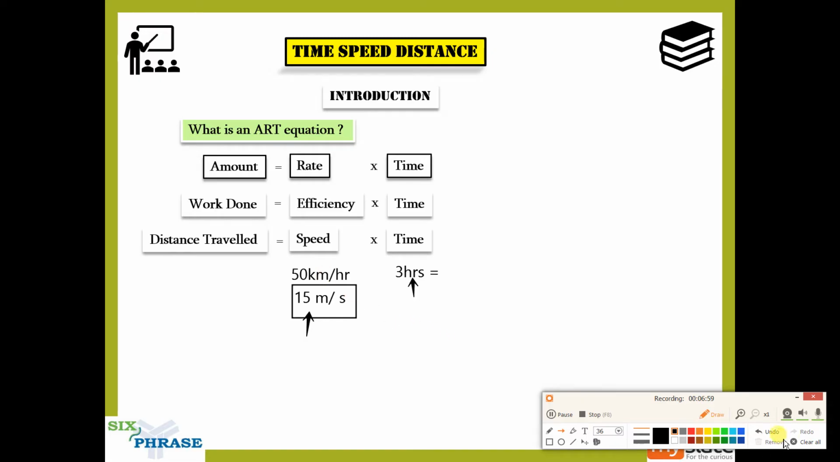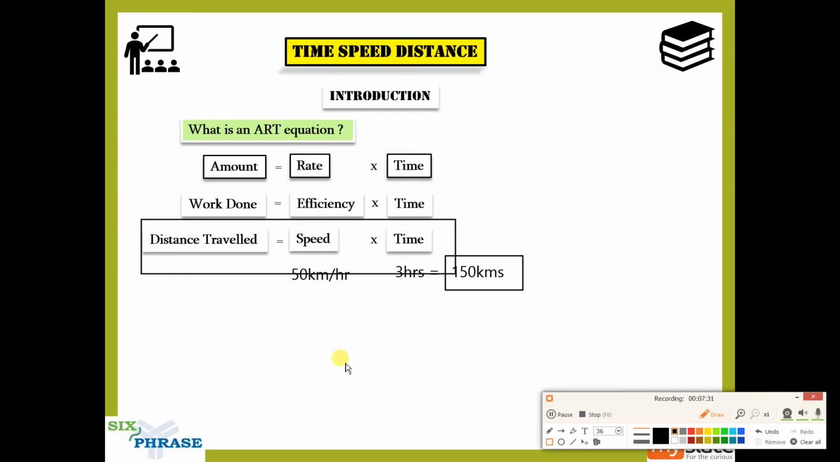But in this case, guys, there is no problem, right? It is hours here, and here also it is hours. So just multiply it, you will get 150 kilometers. Now again, this is the work done. Here the work done is the distance travelled. Distance travelled becomes the work done, or the amount. Here the amount is 150 kilometers. So you can see it is the same formula, ART, which we use in both time and work and time, speed, and distance. And what's more, this is the only formula you need to remember for time, speed, and distance.